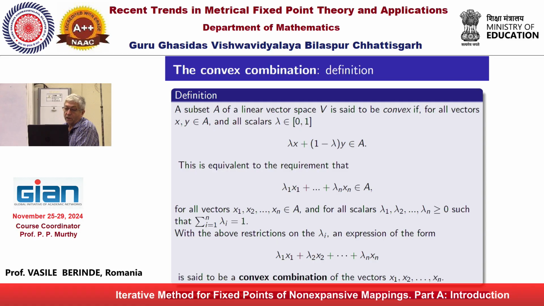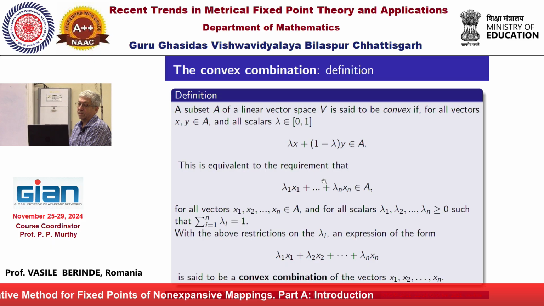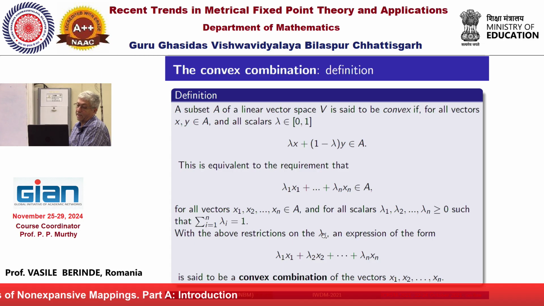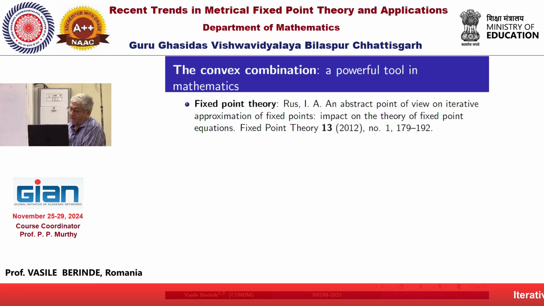So we call such an expression a convex combination of the vectors x1, x2, xn. There are many fields of research in mathematics that use convex combination directly or indirectly.